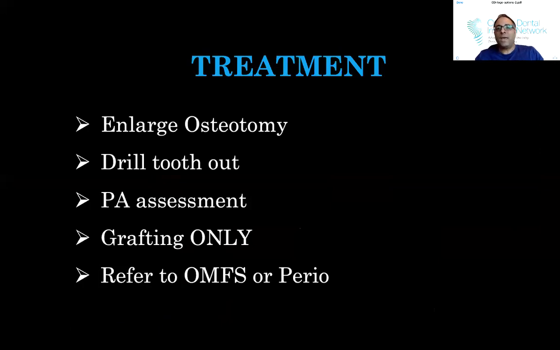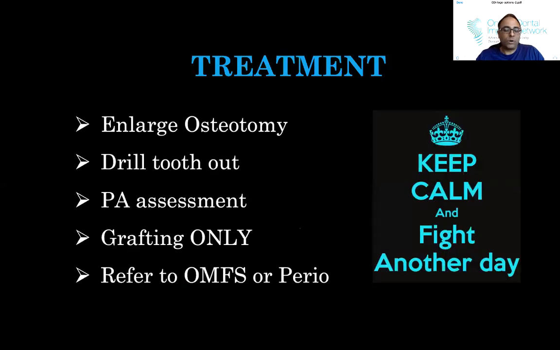So the treatment, if you can't get the tooth out, are you having problems? Make the osteotomy larger. Drill more of the tooth out. Assess it. Use PAs. You can use the SLOB rule if you want as well. In some cases, you get the tooth out, and you can't place an implant: graft only, or you have to refer it out. So don't worry, at the end of the day, sometimes you just got to walk away.